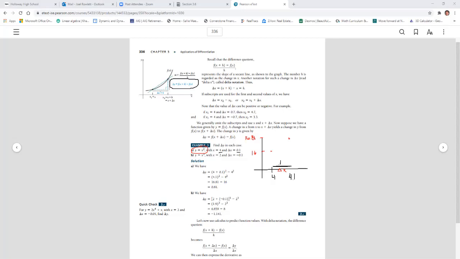Now, we're looking for the change in y, which is just the vertical displacement. In other words, we are looking for the length of this segment here. Well, isn't the length of that segment going to be 16.81 minus this length here, which is 16? So the change in y is actually 0.81.